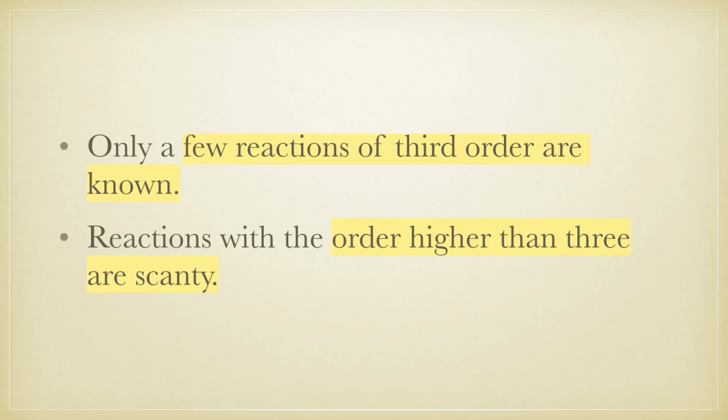Okay, so if we revise the key points about the order of reaction, there are 4 points. What are they? First one, it is an experimentally determined value. Second, it can be an integer or a fraction. Third, the order of the reaction can be 0. And last one, only a few reactions of third order are known. Reactions with orders higher than 3 are very less. Okay, so these are the important points of order of reaction.